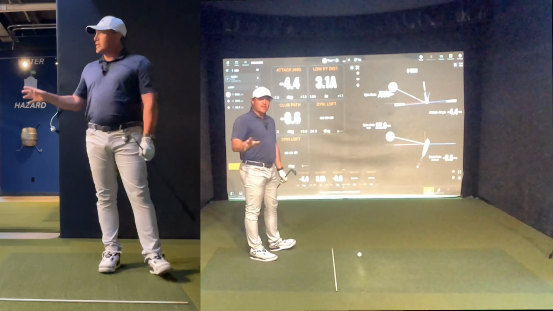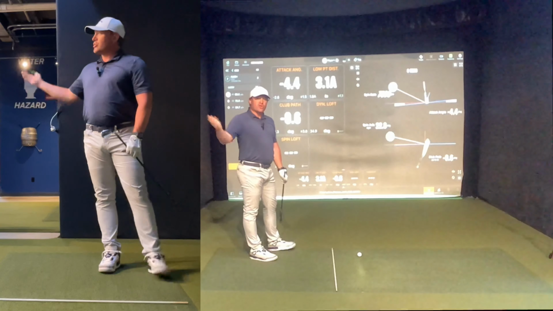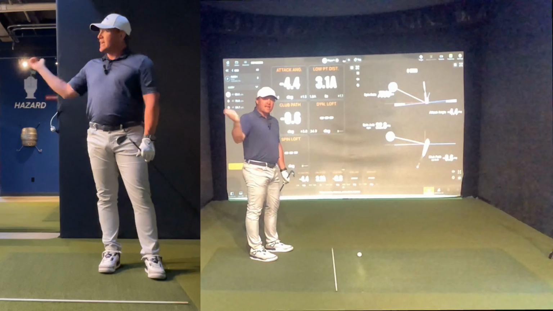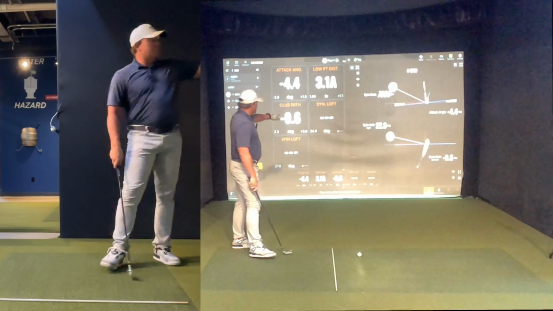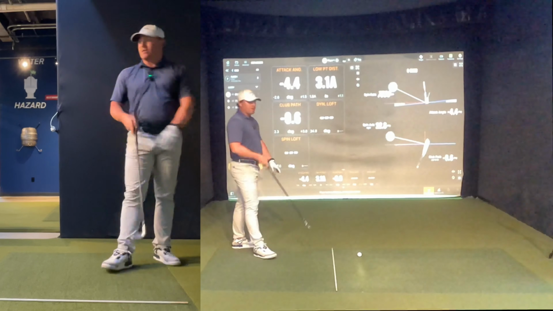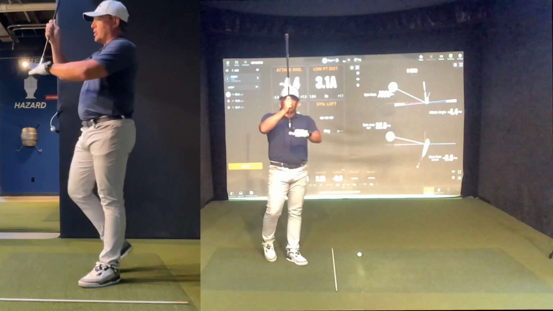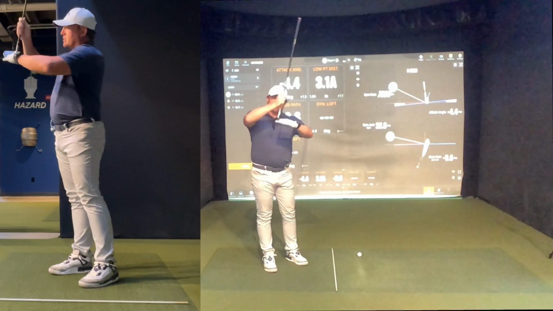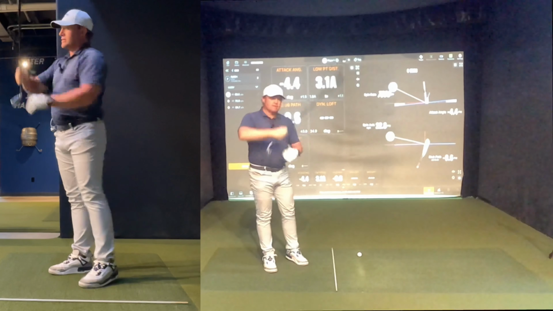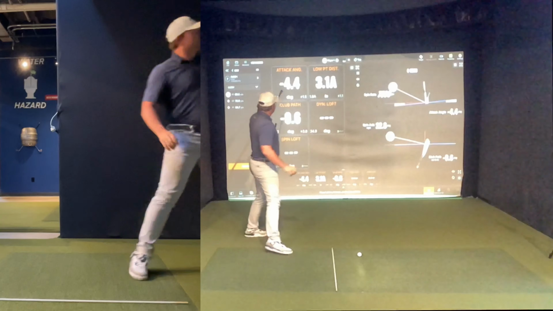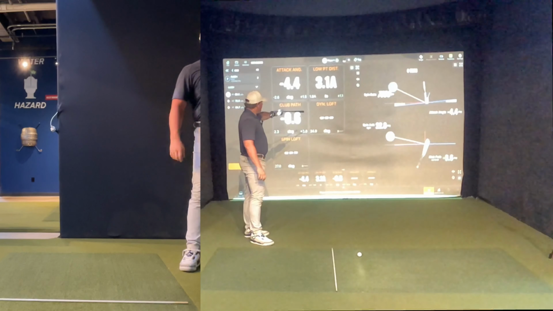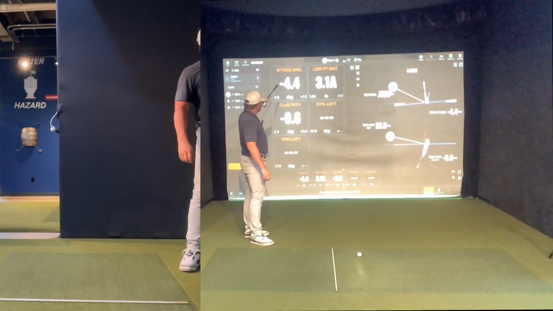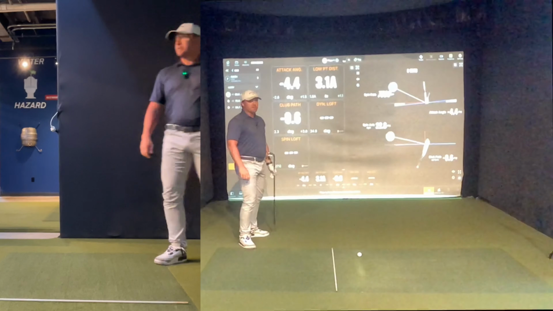So when you're looking at this, you need to make sure that you're actually coming across the line and not releasing improperly. Now, the other 2 numbers, dynamic loft and then spin loft. Dynamic loft is the loft at impact. Spin loft is, you take dynamic loft and you subtract attack angle and you'll get the spin loft.